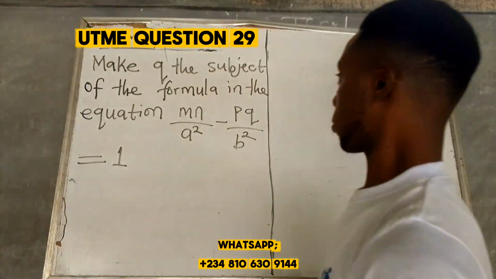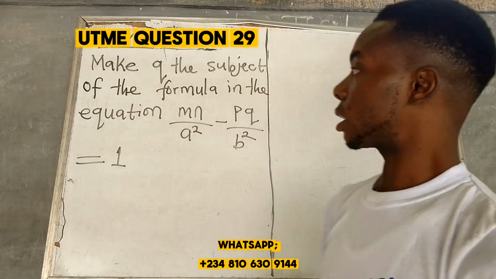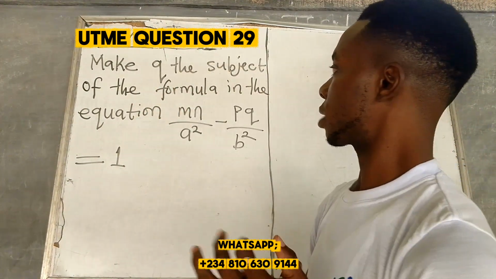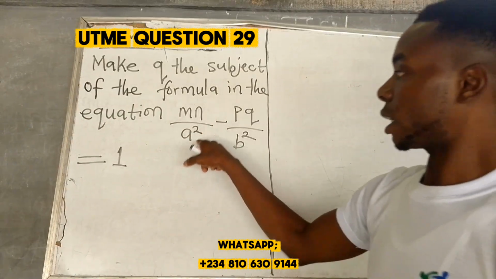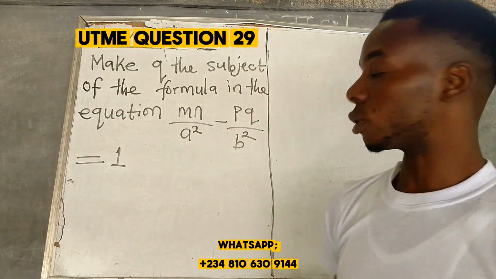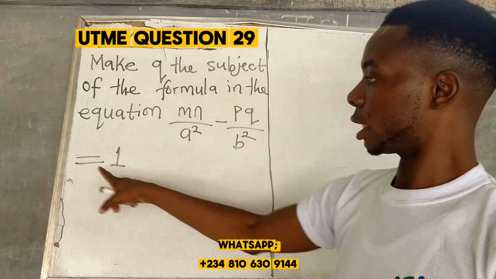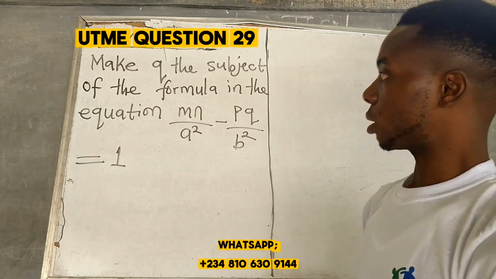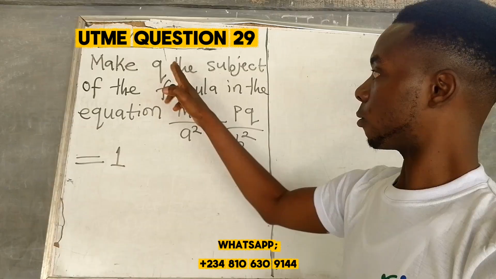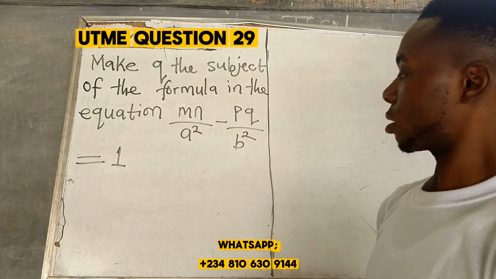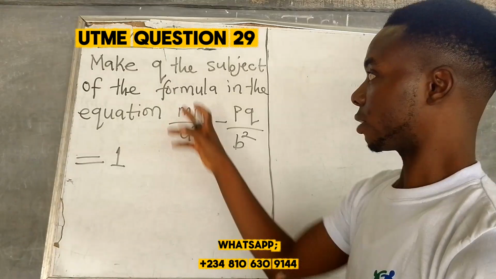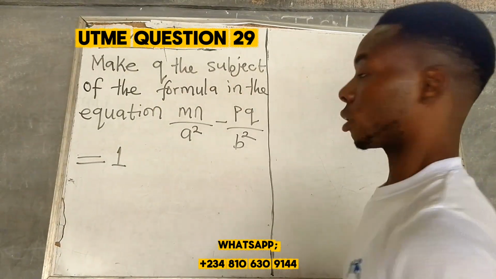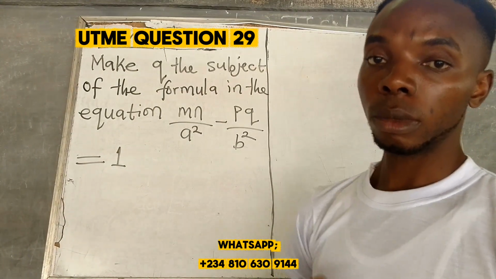Today we'll be talking about subject of formula. Now, this question says that we should make Q the subject of formula in the equation mn over a square minus pq over b square equal to 1. So what you're asked to make the subject of the formula is Q. Where is the Q? The Q is here. Remember, what you're asked to find is Q, not MQ, not PQ, not minus Q, right?